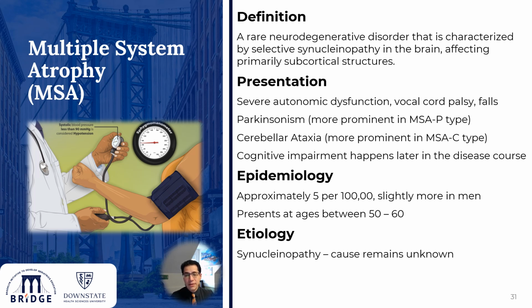With the MSA-P subtype, you see more Parkinsonian features. With the MSA-C subtype, you see more cerebellar ataxia features. And in both cases, cognitive impairment happens later in the disease course.